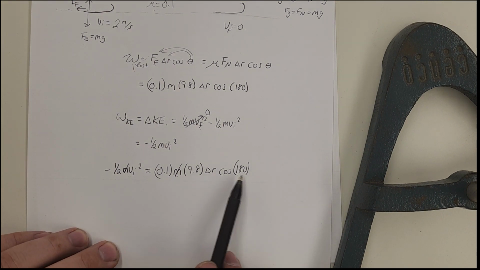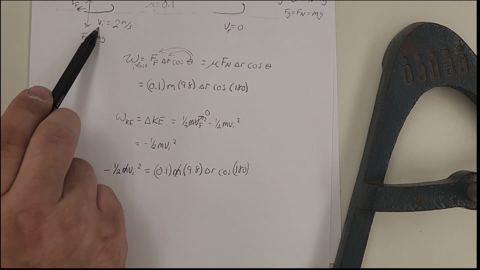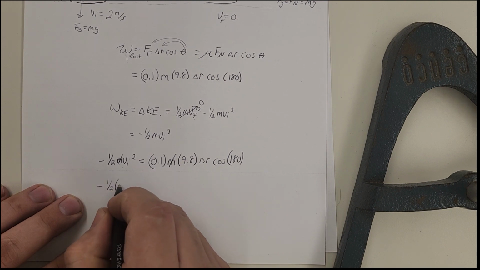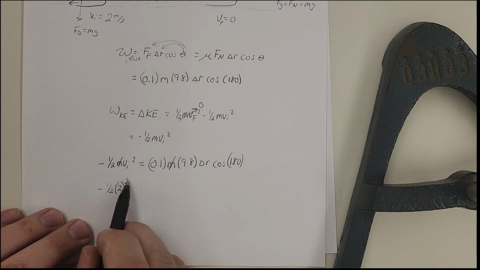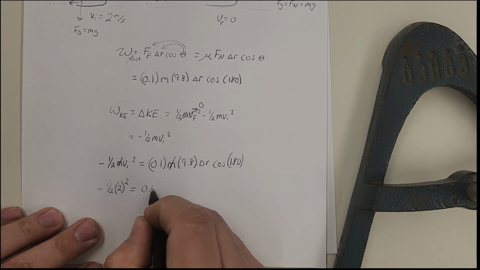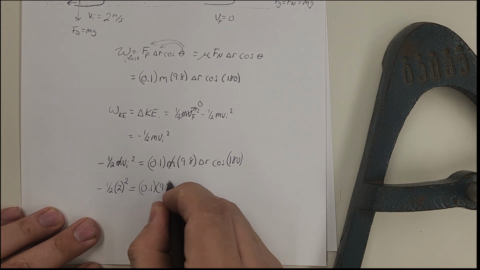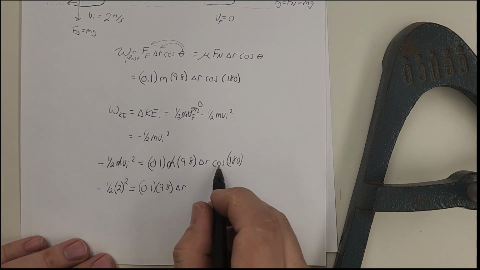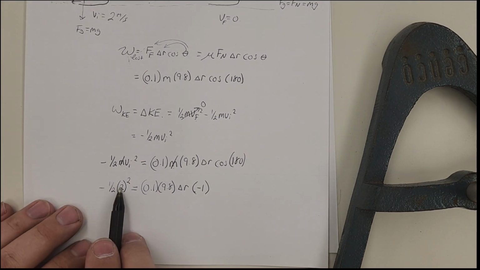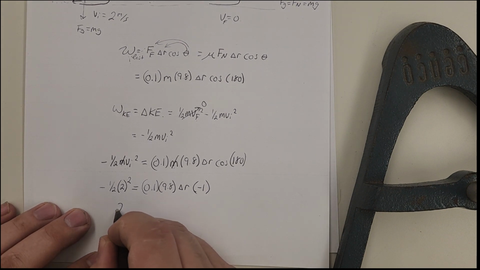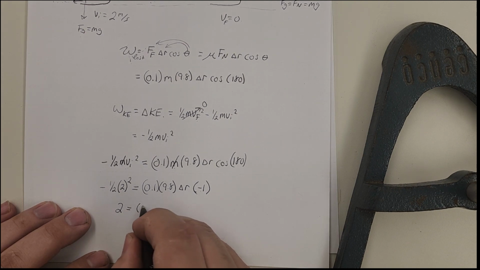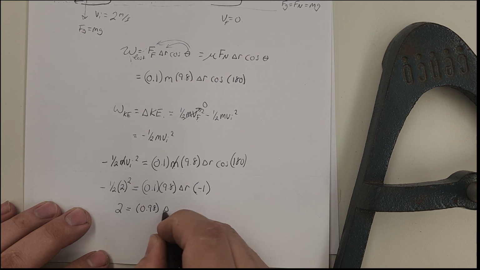Now I'm looking for the change in r. The only thing I need to plug in is vi, which was given in the problem. So I'll have negative 1/2 of 2 squared. 2 squared is 4, and when I take the half, it drops back down to 2. That's equal to 0.1 times 9.8, since m is canceled, times the change in r, and cosine of 180 is just a negative 1. Half of 2 squared gives me a negative 2, but the negative on each side cancels, so I have 2. 0.1 times 9.8 turns this into 0.98 times the change in r.